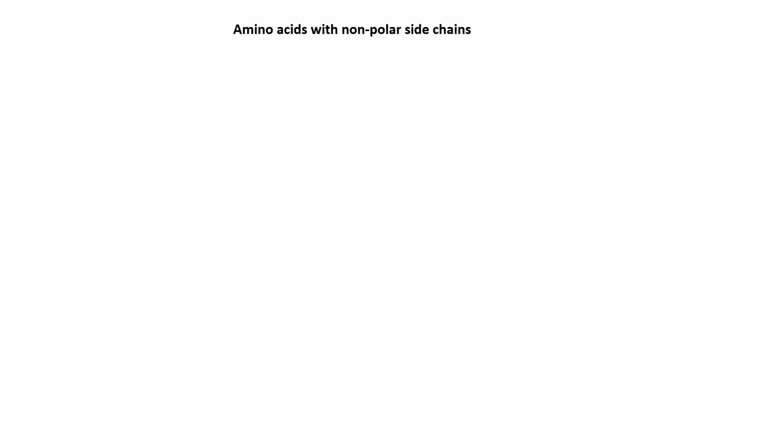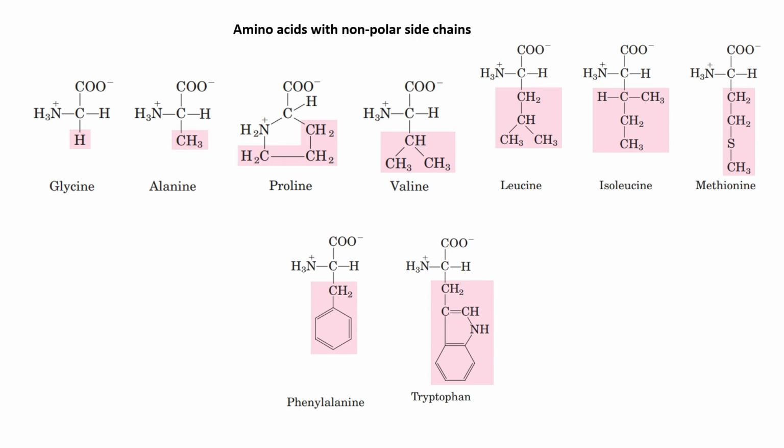First is amino acids with non-polar side chains. Under these, the following amino acids are classified: glycine, alanine, proline, valine, leucine, isoleucine, methionine, phenylalanine, and tryptophan.